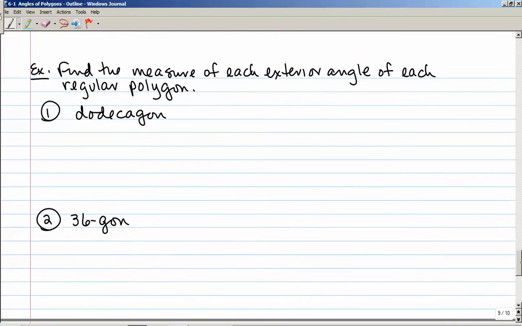And our last examples here say find the measure of each exterior angle of each regular polygon. In a dodecagon, that has 12 sides, so n equals 12. So I'm looking for the measure of one exterior angle of a regular polygon. Well, I know since all of the interior angles are the same, all of the exterior angles are going to be the same, and I know there are 12 of them. So I just need to take 360 divided by 12, and that gives me 30. So one exterior angle of a regular dodecagon measures 30 degrees.